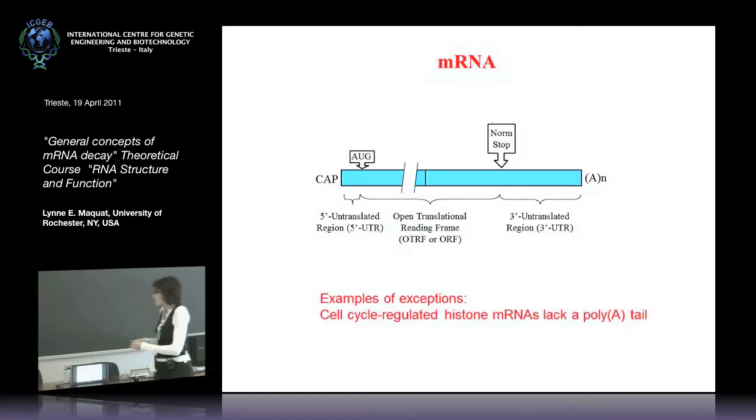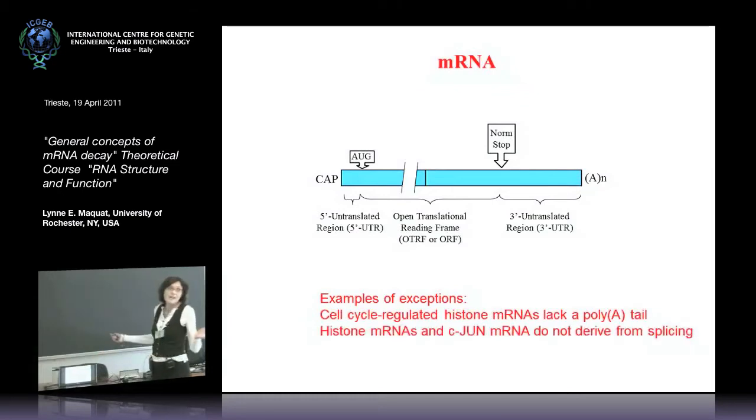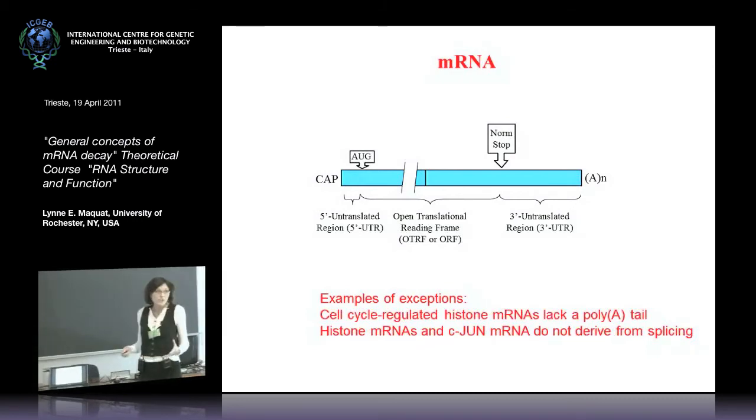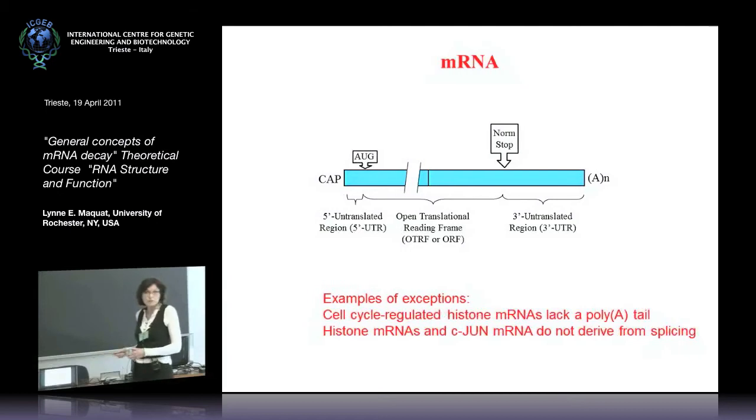So for example, cell cycle regulated histone mRNAs lack a poly A tail, and this becomes important when we think about histone mRNA decay. Also, histone mRNAs and, for example, C-Jun mRNA, which encodes a proto-oncoprotein, do not derive from splicing. So they will not contain this little line here when they're diagrammed, and that line represents an exon-exon junction. Generally, mRNA stabilizing or destabilizing elements reside in the 3' untranslated region, and we will talk about that.